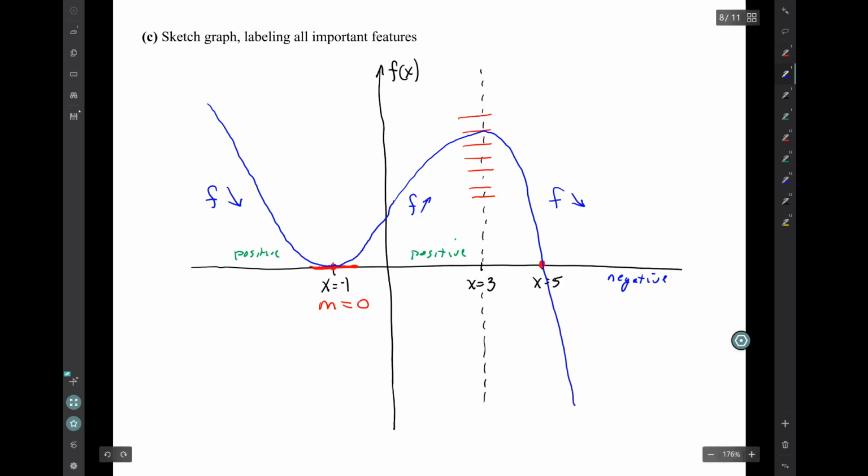Now we could figure out the coordinates of that point where x equals 3 by substituting x equals 3 into the equation for f of x. But we can just leave this here. This is enough for this problem. We're just asked to find the features that we found in questions A and B. That's the end of that example.